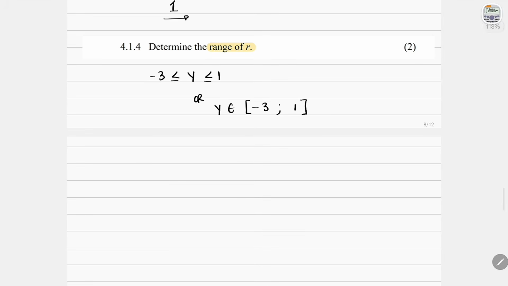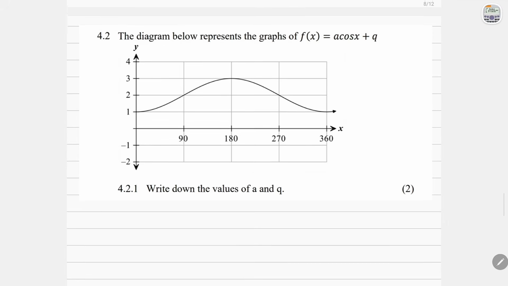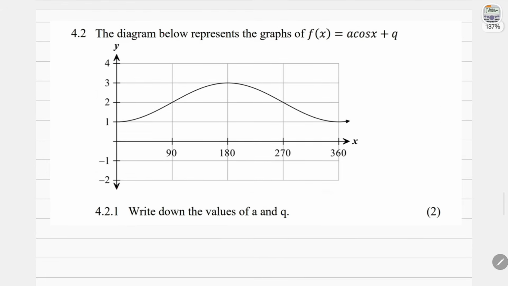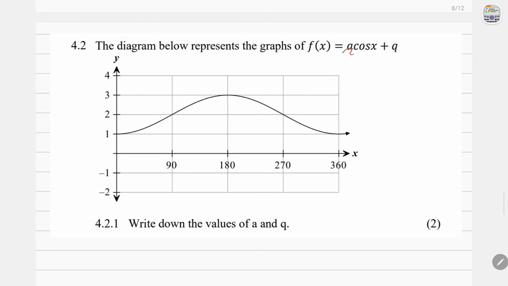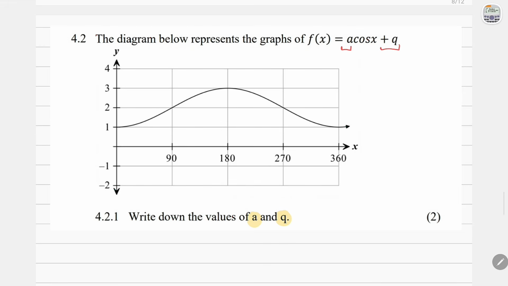Moving on to the next question. Question 4.2 says, the diagram below represents the graph of f of x, which is equal to a cos x plus q. Write down the values of a and q. So to find the value of a, you need to look at this cos graph and just look at whether it looks like a normal cos graph.